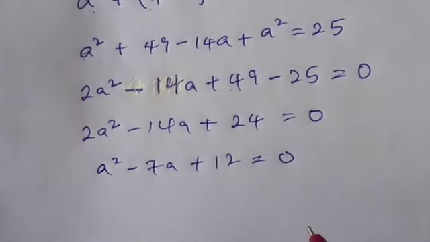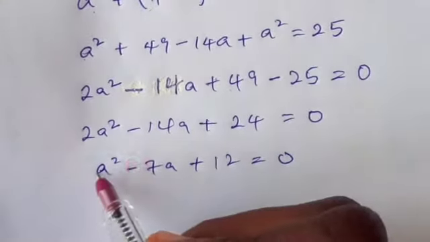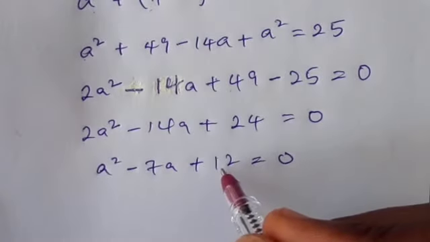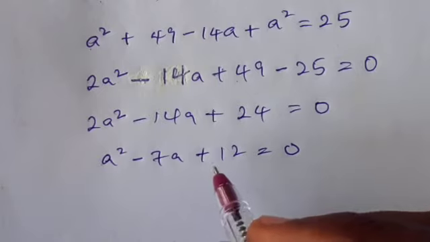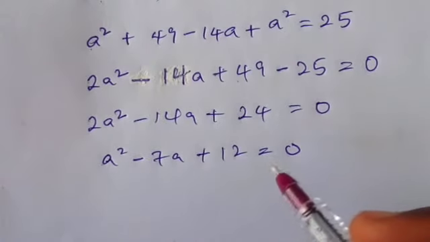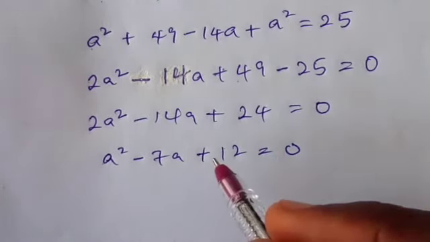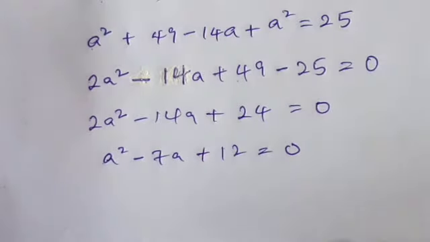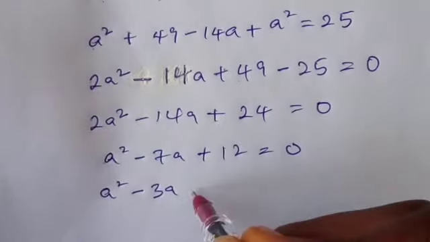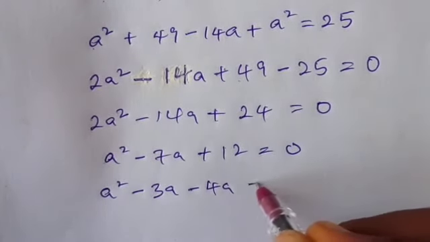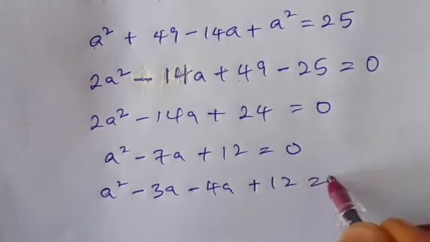Now the coefficient of a square is 1, so the factors of 12 will be considered. The factors of 12 that can equal minus 7 are 3 and 4, and to make it minus 7, that is minus 3 minus 4. So for this one we have a square minus 3a minus 4a plus 12 equals 0.